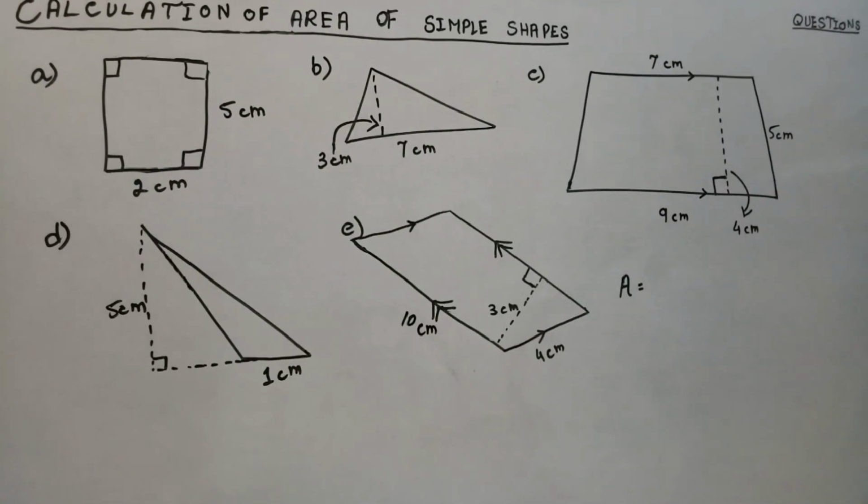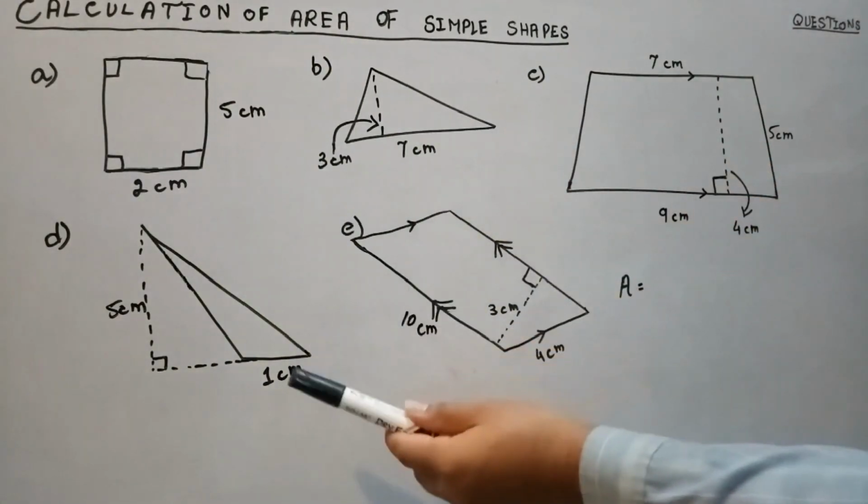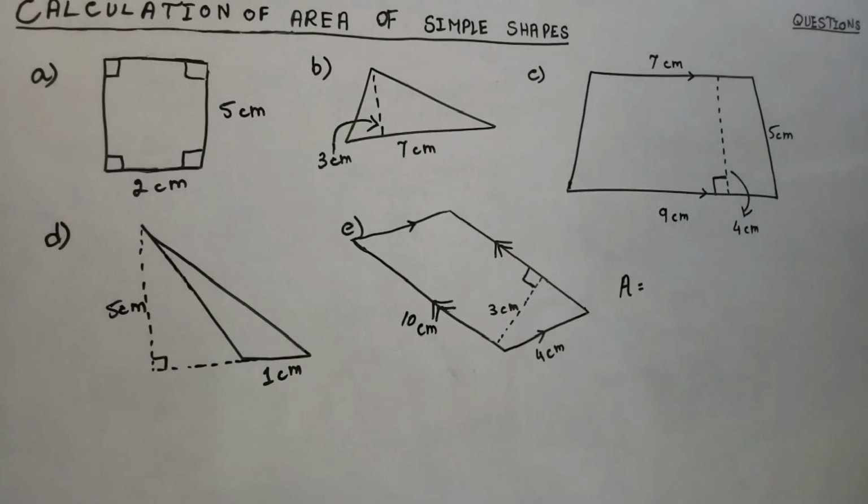And why simple shapes? Because we have the formulas to calculate the area of simple shapes. You can see here we have a rectangle, triangle, trapezium, parallelogram, and again a triangle. These are simple shapes because we have the formula to calculate their area. Clear? But if we have complex shapes, we have to divide them into simple shapes so that we can apply their formulas to calculate the area.